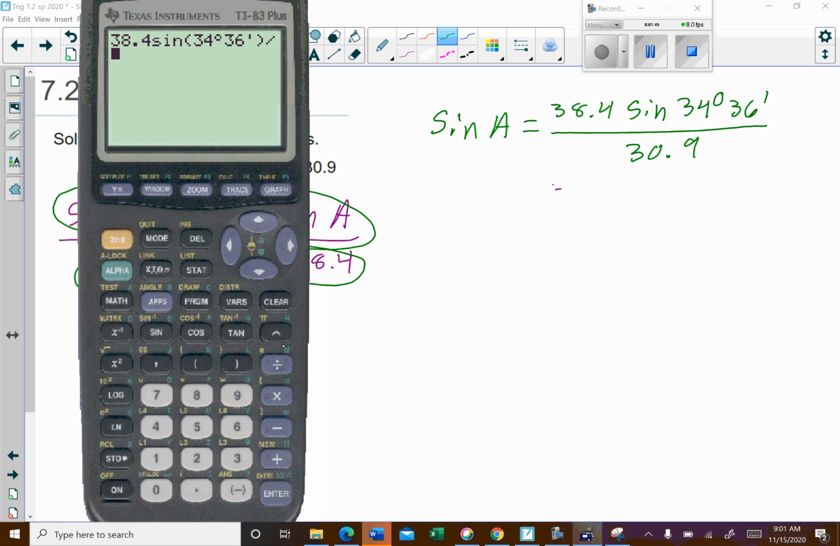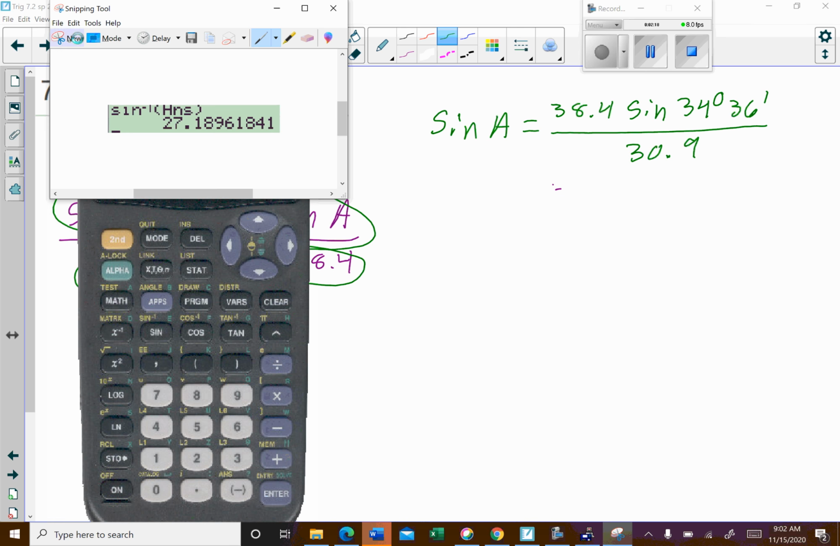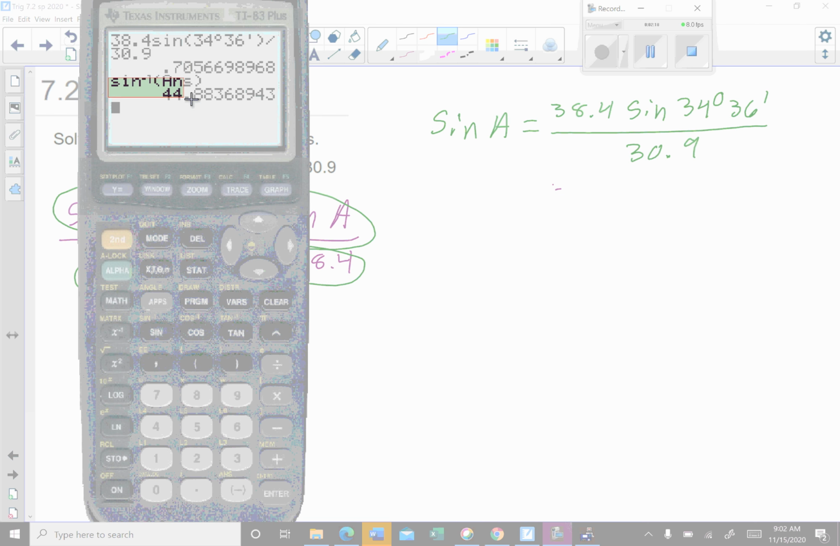And then we're going to go ahead and divide by 30.9. And so we get 0.7056 and so on. And so then I need to take the sine inverse of both sides. So we'll go ahead and do that. Sine inverse of my answer right there. And so we get 44.88. I want to take a snapshot of that so we can talk about that.